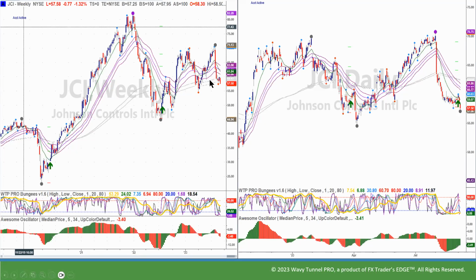Now we have to look at the weekly to see if we are in any kind of supported area, and we're at the weekly tunnel. So we are at a level of support here. But look at this. We had the gray arrow up here. The gray arrow on the weekly is the purple arrow on the daily, and then we had a massive sell-off. So will we hold here? I don't know, okay? But we are at massive support here.